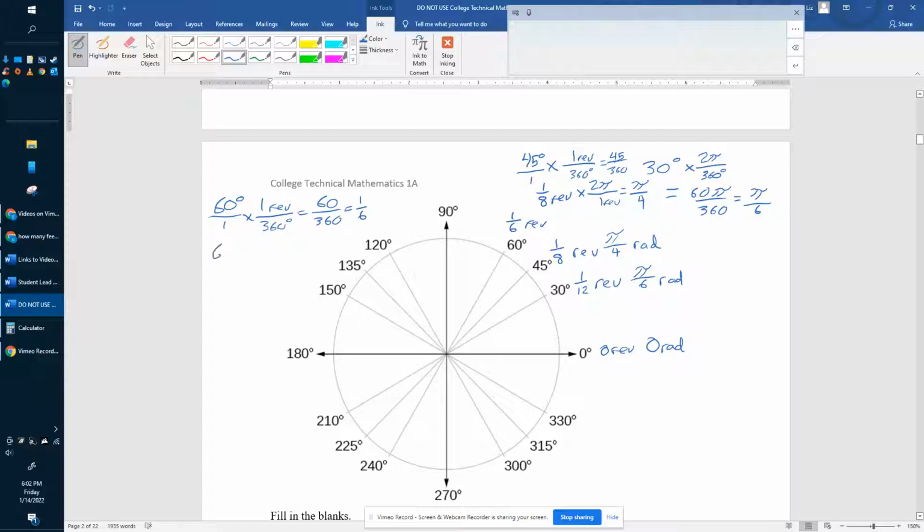How about converting 60 degrees into radians? Again, we want degrees on the bottom, 2 pi radians on top. We're going to keep this in terms of pi, so we'll have 120 pi over 360. 360 goes into 120 3 times, so we're going to have pi over 3 radians.